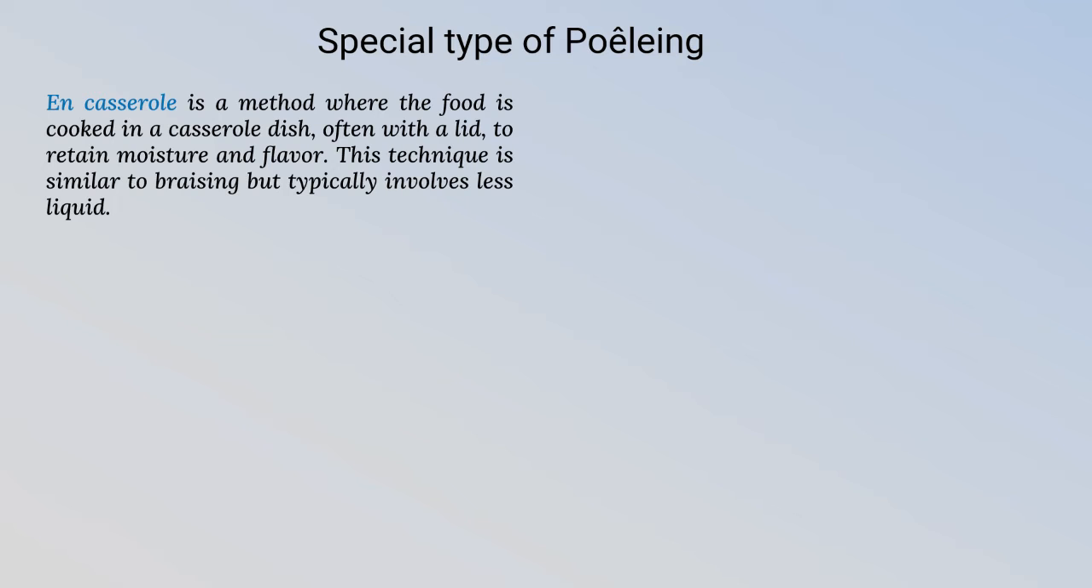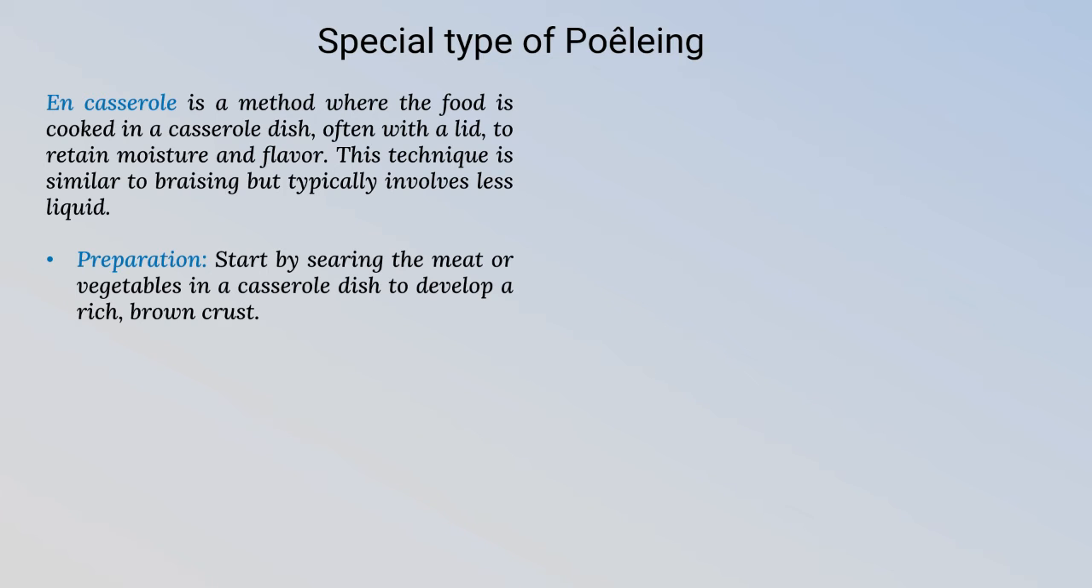We have not clarified yet what braising is. After this session, the next session will give you an elaborate method detailing of braising. But for the timing, you just know it is a combination method of roasting and stewing. Roasting you have already learned, stewing also you have learned in our earlier class. So braising is a method, for your information, a combination of roasting and stewing. So this technique is similar to braising but typically involves less liquid. Okay, so that is a casserole.